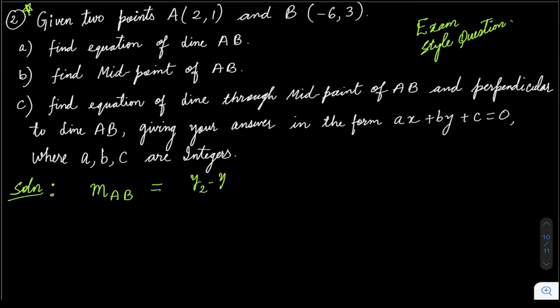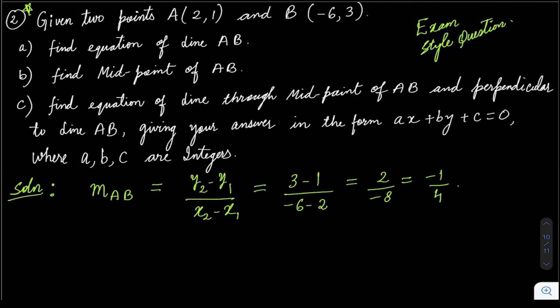Gradient we know is y2 minus y1 over x2 minus x1. So that's the formula for finding the gradient when 2 points are given. So let's do this: 3 minus 1 over minus 6 minus 2. This will give me 2 over minus 8, which is nothing but minus 1 over 4. So this is my gradient.